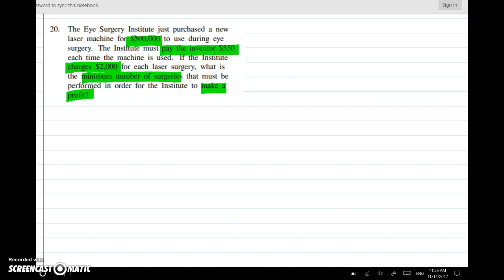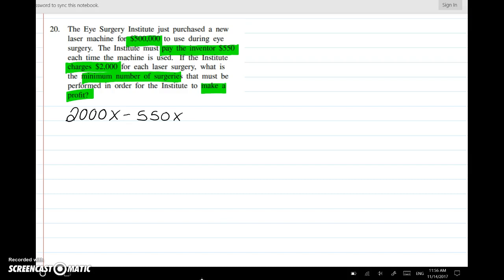We're talking about pricing now and making a profit. Remember, with a profit, we want to make more money. So we're going to start with how much they get every time they do a surgery. Every time they do a surgery, they get $2,000, so 2,000x. Woohoo, more money for them. Now we subtract our cost from what we get in. They have to pay $550 for each surgery, so we subtract 550x. Remember, x is the number of surgeries.